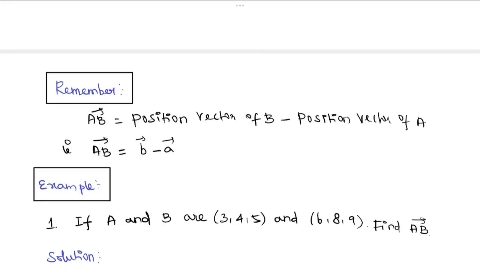So this is the important point to remember. AB is the position vector of B minus the position vector of A. So this is the important formula. When you do problems, you will understand.